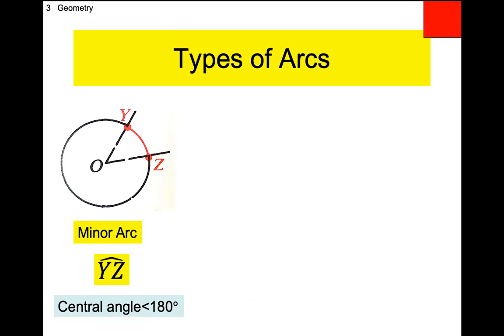Here's the name of that minor arc, YZ. Makes sense, right? Could we also call this minor arc ZY? Yes or no? Yeah, we could. How many letters did I use? I used two letters. All minor arcs will use two letters. This is called foreshadowing.